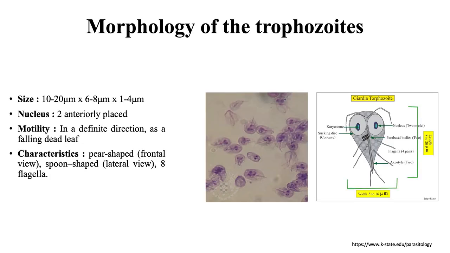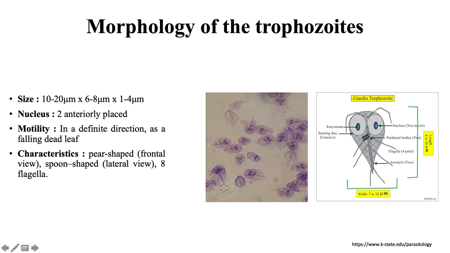So let's talk about the morphology of the trophozoites. This is the trophozoite, and as you can see, the size is 10 to 20 micrometers. As you can see here, there are two nuclei, like someone wearing glasses. If you count the flagella, there are 8: 1, 2, 3, 4, 5, 6, 7, 8. And the shape is pear-shaped.